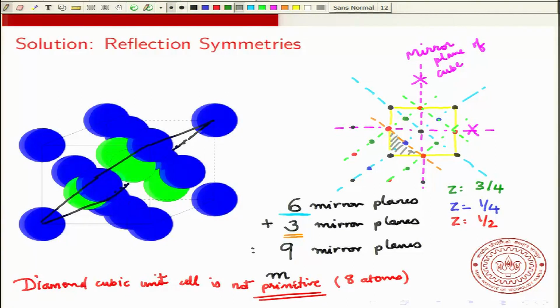This might be a little complicated. And in fact these are the unique mirror planes. These three mirror planes, these additional 3 mirror planes, are the unique mirror planes. So it might seem a little complicated, but this is something to keep in mind.